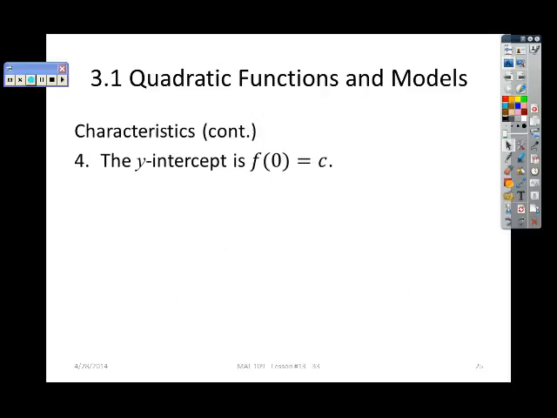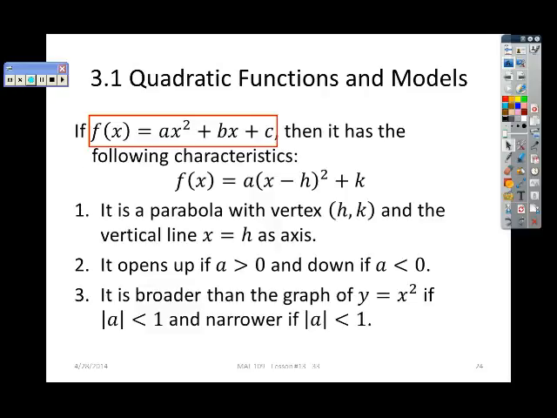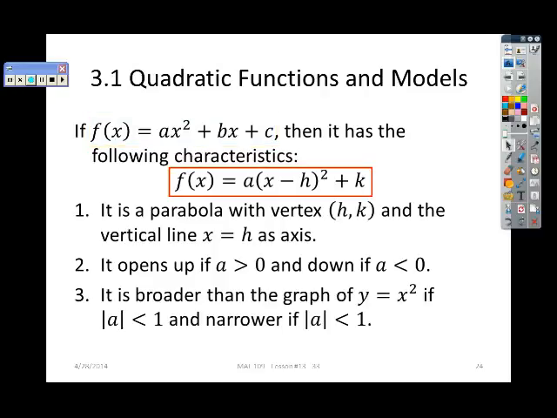The y-intercept: put 0 in for x. If you're starting from this form, that's very easy. If you're starting from this form, you actually have to do a little calculation. But you put x equals 0 and do the calculation: square h, multiply by a, add k.